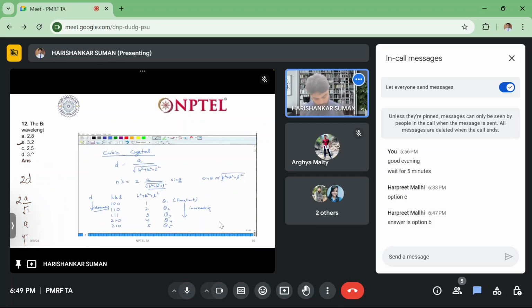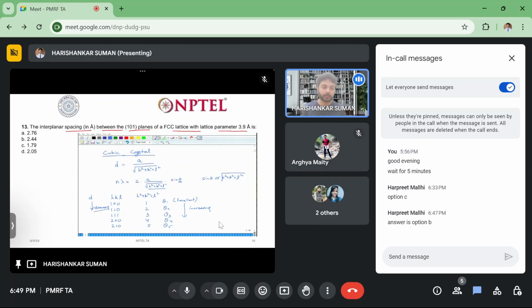Okay, for the next question: the interplanar spacing between the 101 planes of an FCC lattice, whose lattice parameter is given. So please calculate. You can also take 4 to 5 minutes. Then I will discuss.